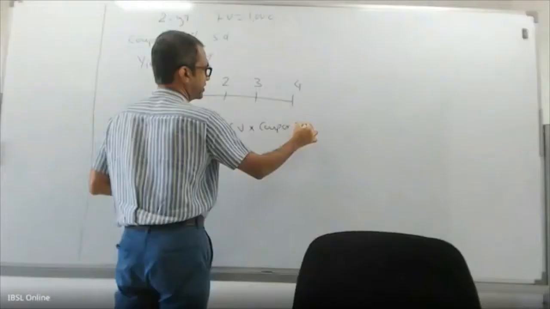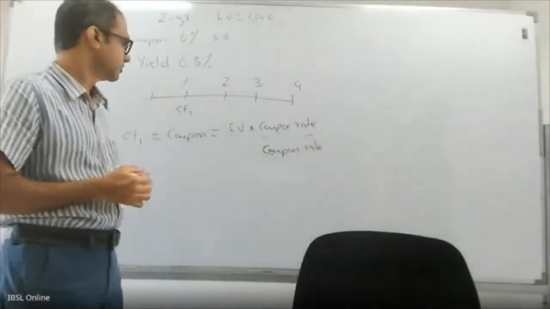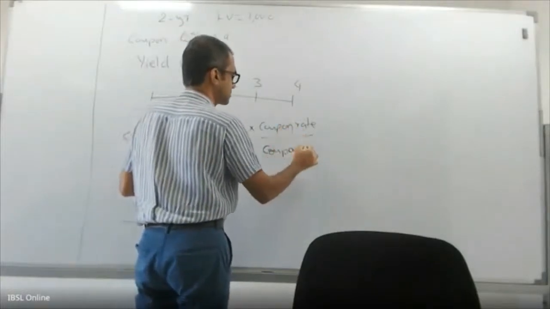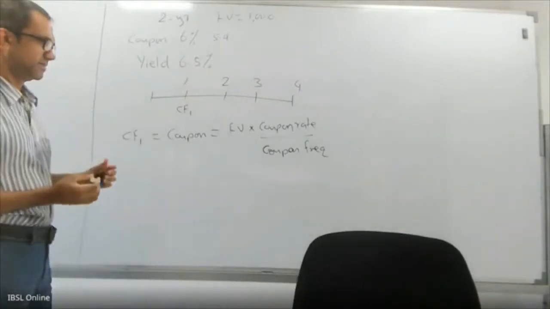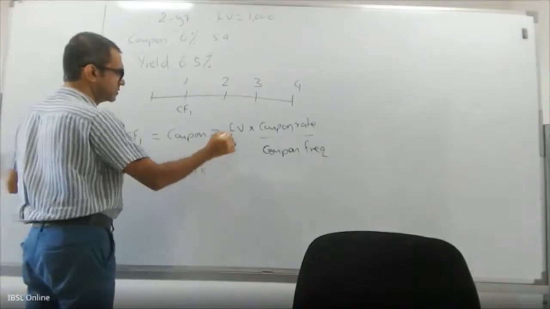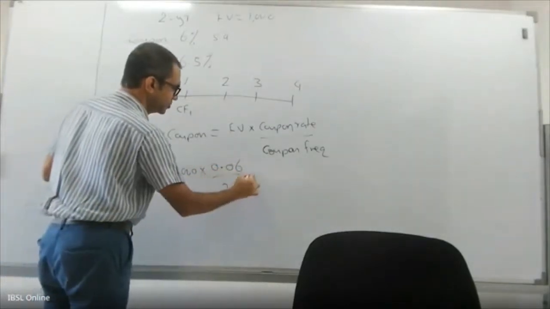Face value into coupon rate divided by 2. Semi-annual. This is the coupon rate. Remember, in this specific case, coupon frequency is 2 because it's semi-annual. So what is the coupon amount? The face value is 1000. Coupon rate is 6%. So 6% in decimal is 0.06, divided by 2. What's the amount?